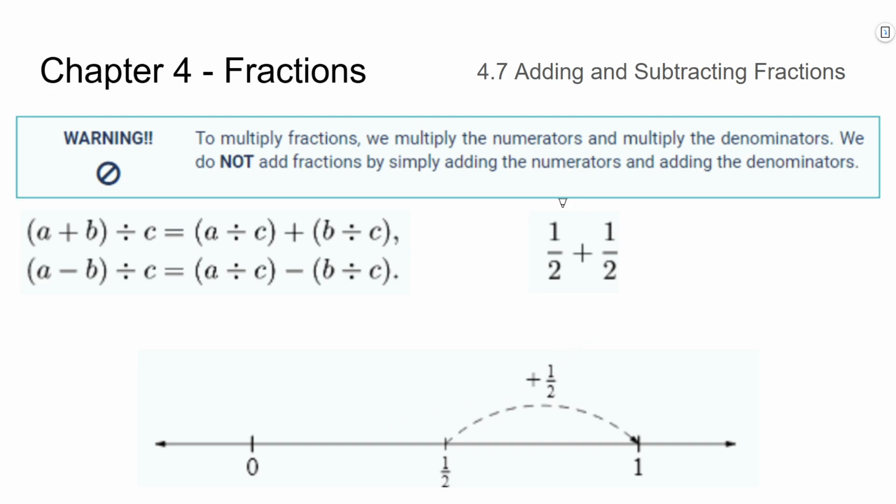So if we look at this example here, we know the multiplication is very straightforward. You just multiply across. It'd be 1 times 1 and 2 times 2. But addition, you can't do that. You can't say 1 plus 1 is 2 and 2 plus 2 is 4. That would give us 2/4, and that would simplify down to 1/2. And 1/2 cannot be the answer to 1/2 plus 1/2. So that's not right. And you probably already know that 2 halves is 1.